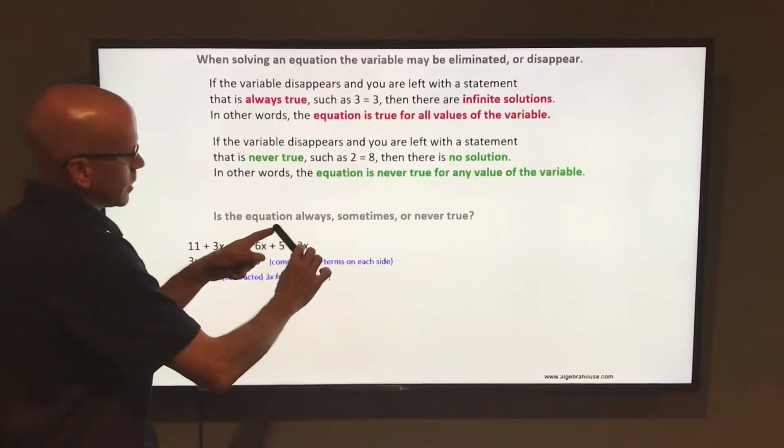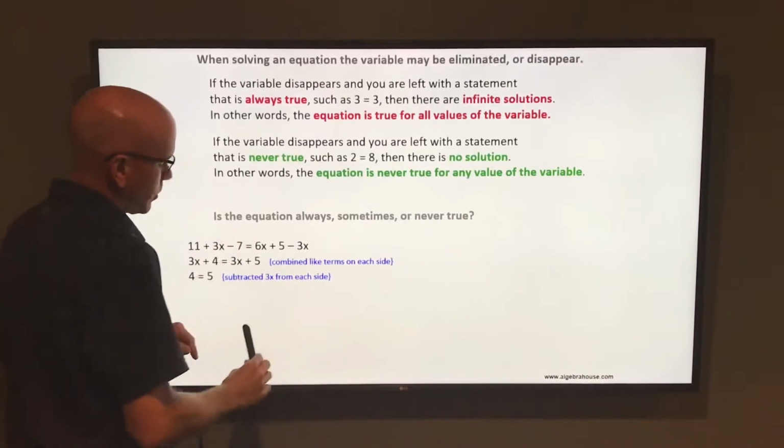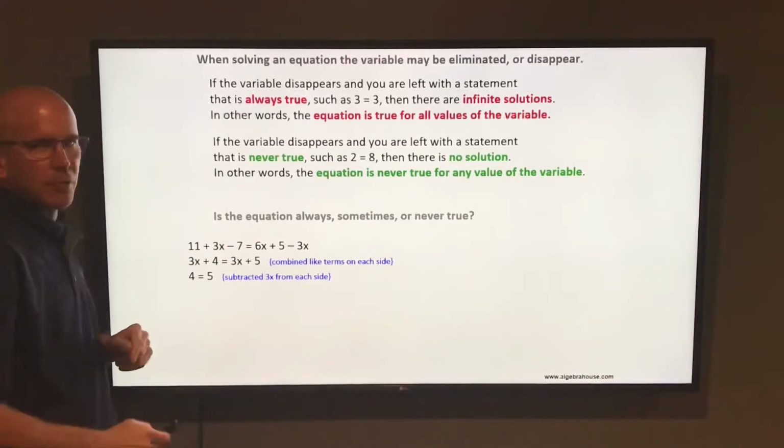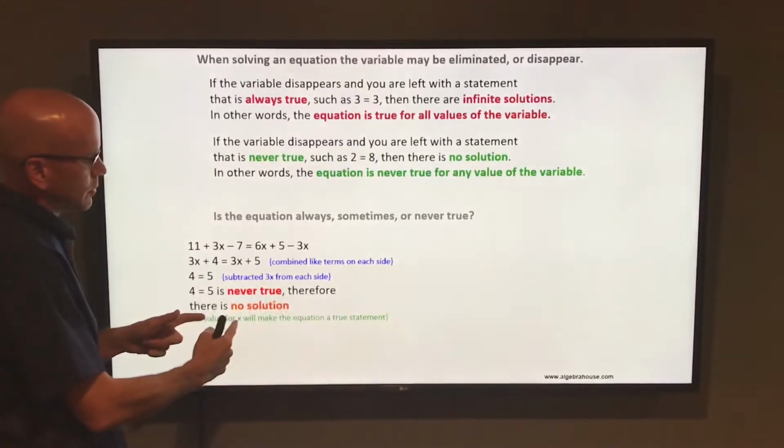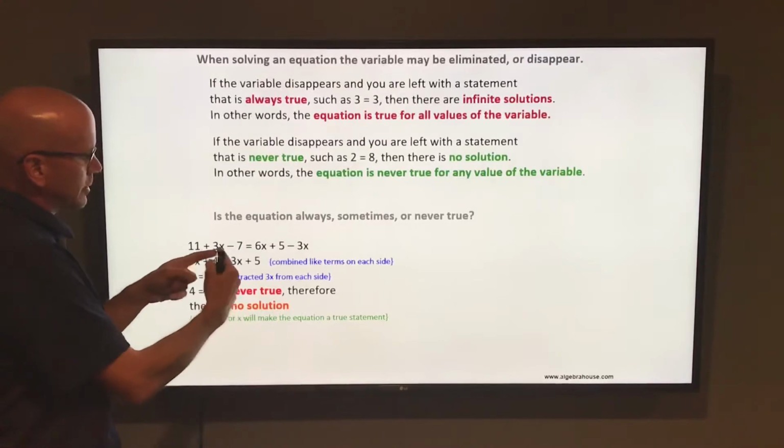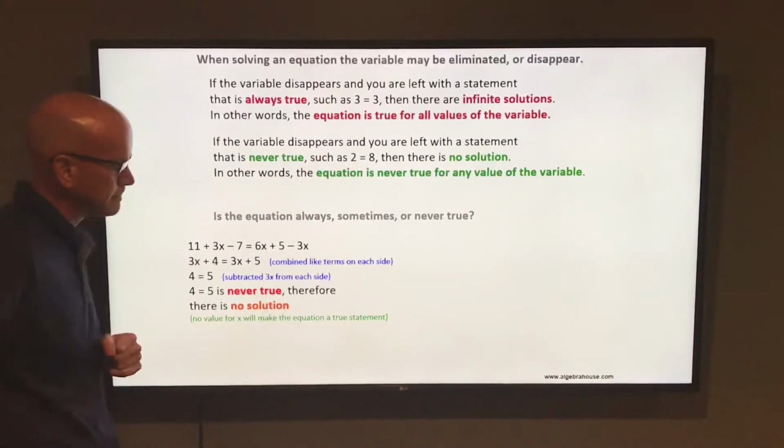But to answer this question, is the equation always, sometimes, or never true? That's never going to be true. And what that really means is that there is no solution. There is no value for x that you can put in to make this a true statement.